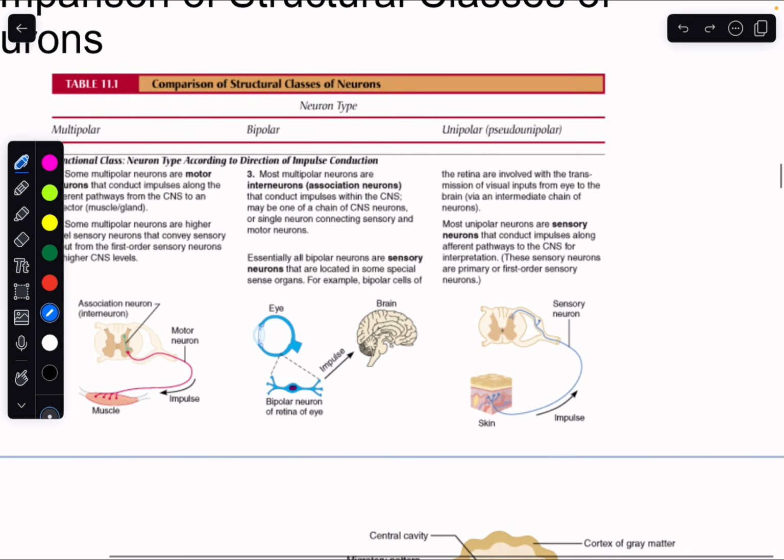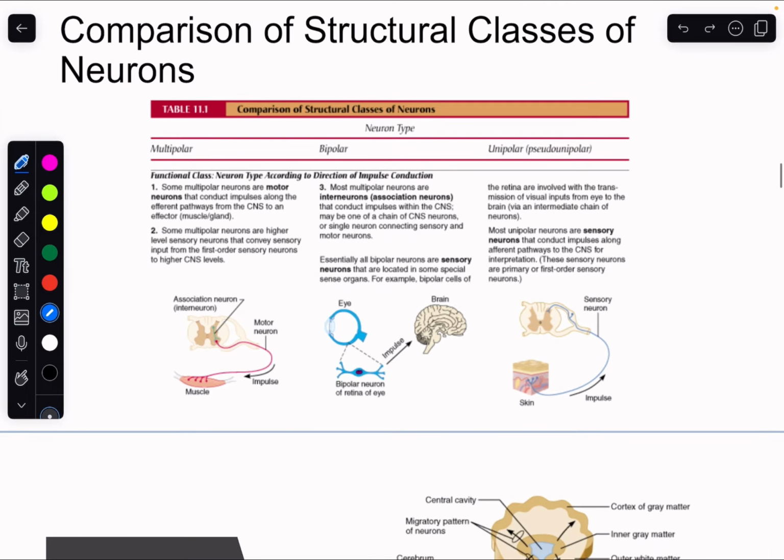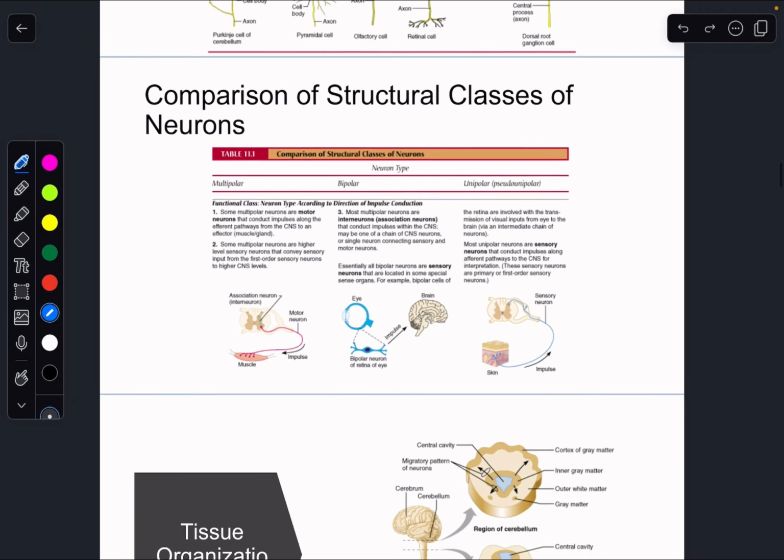And then the unipolar, the retina are involved. Most unipolar neurons are sensory neurons, so most of them conduct impulses along the afferent pathways to the central nervous system for interpretation. These sensory neurons are primary or first order sensory neurons. I just basically read over it.